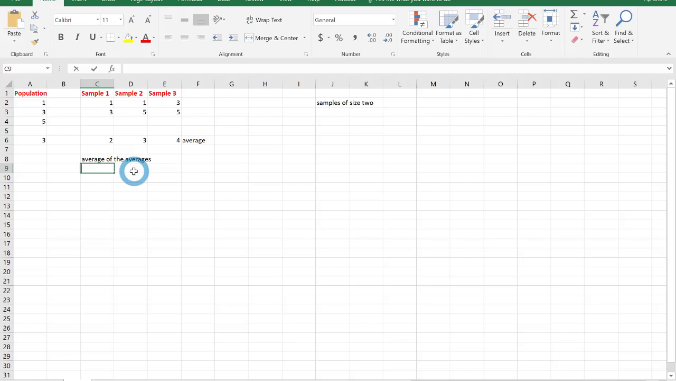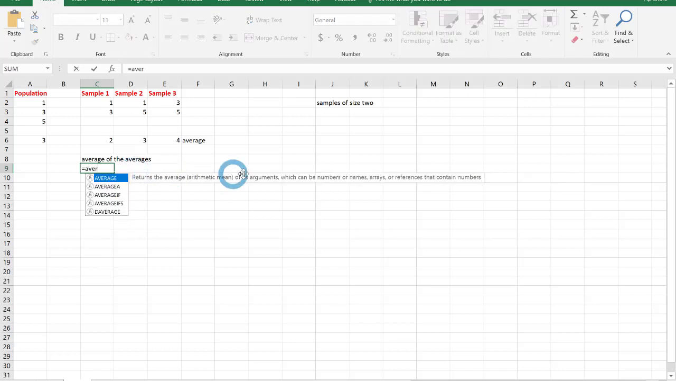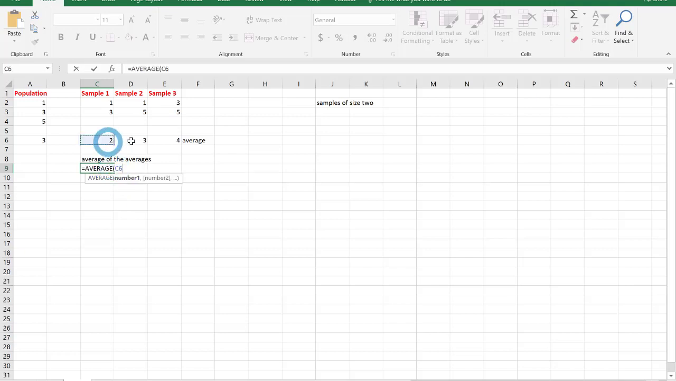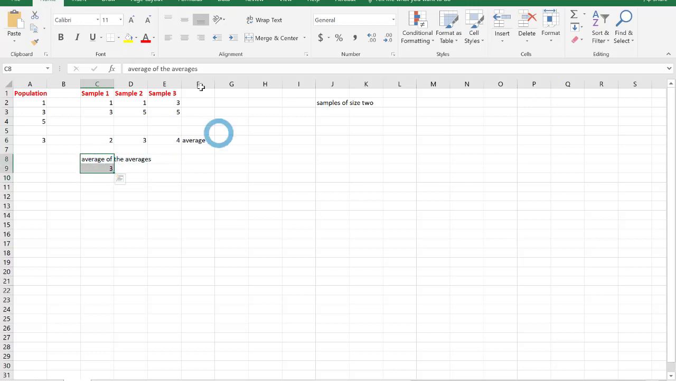That would be equal to the average, and I'll double click, of these 3 numbers. Hit enter. Look at that. I know you think I'm crazy, but I'm not crazy. I would never lie to you. Look at that. The average of the averages is the exact average of the population.